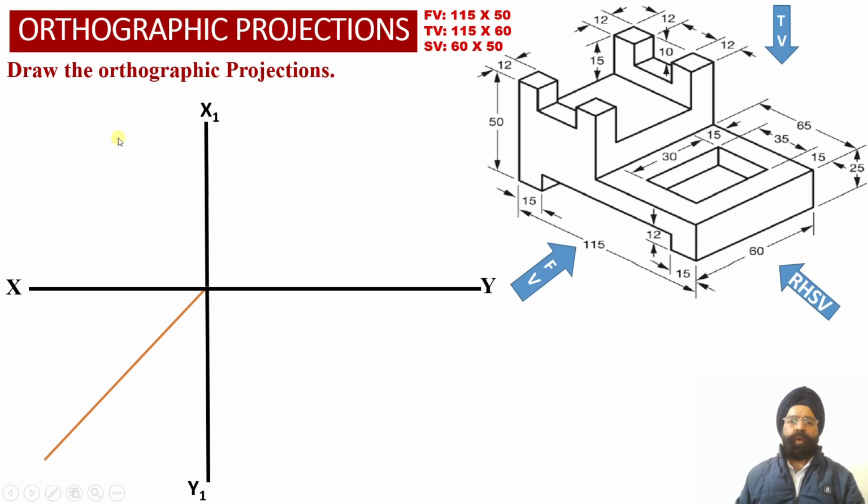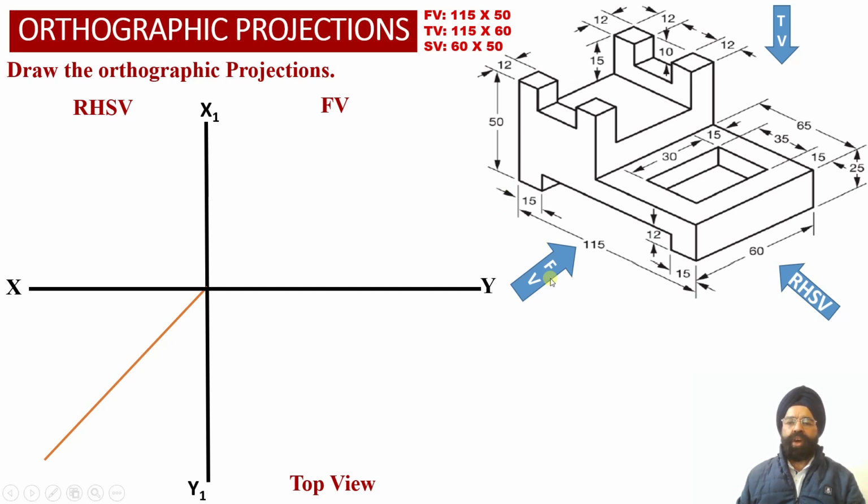Since we are going to obtain the orthographic projections of the solid in first angle projection, the front view projection will be obtained above the XY reference line. The top view projection of the solid will be obtained below the XY reference line, and the right hand side view projection of the solid will be obtained on the left hand side of the front view projection over here.